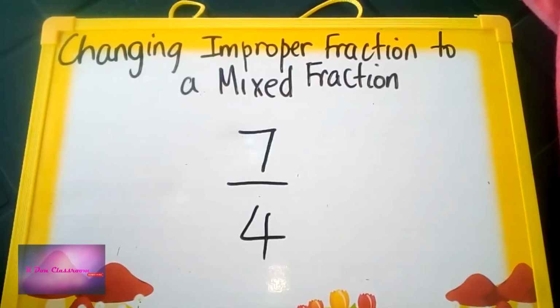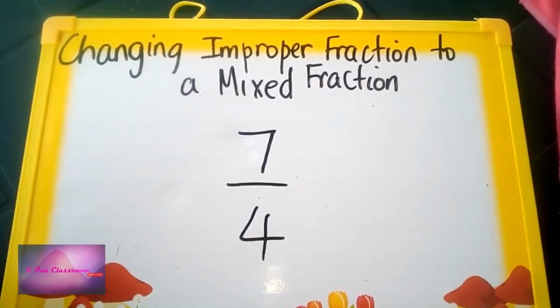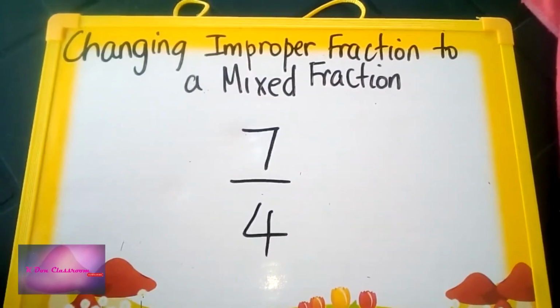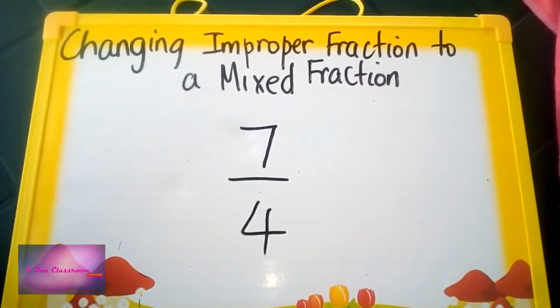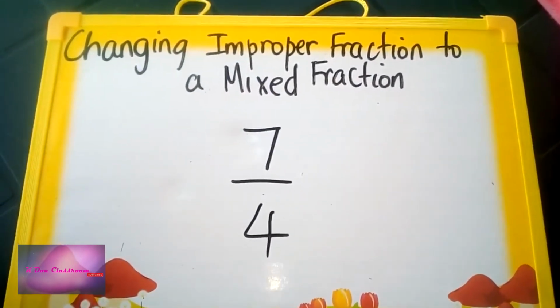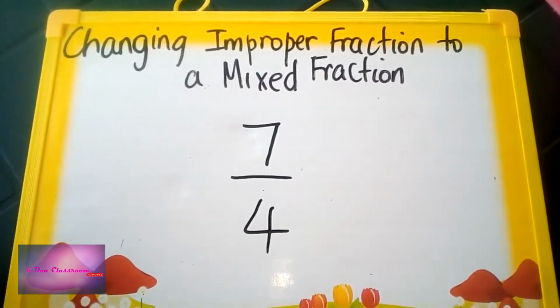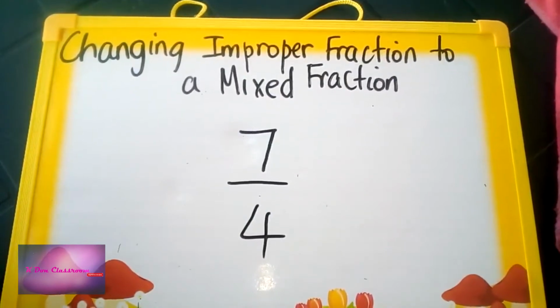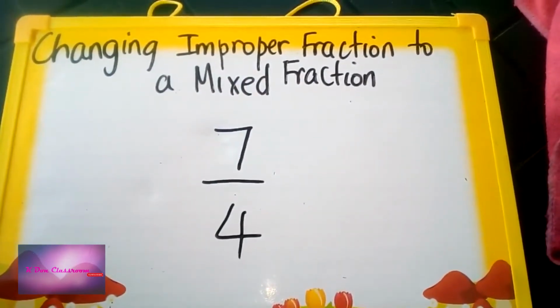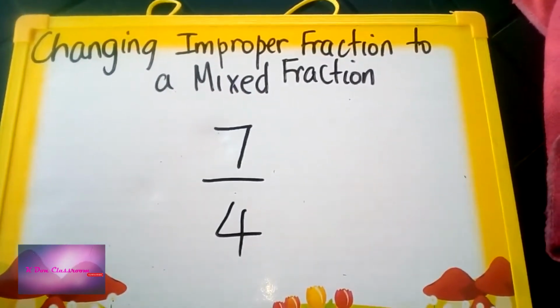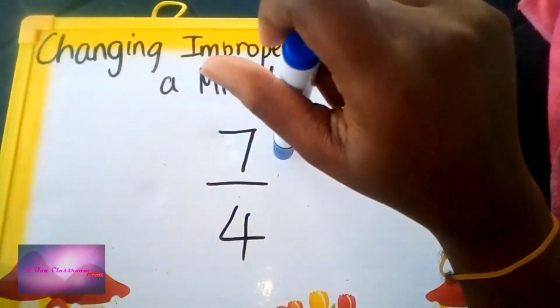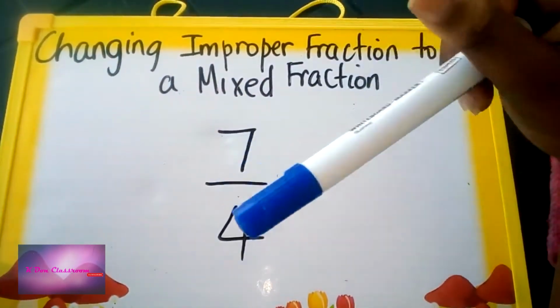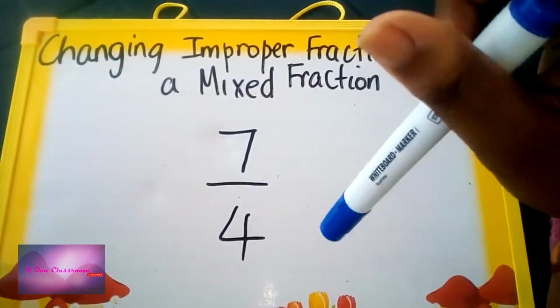We are looking at changing an improper fraction to a mixed fraction. So what is an improper fraction? An improper fraction is a fraction where the numerator is always bigger than your denominator. In my example here, I have 7 over 4, and this is improper because your numerator is bigger than your denominator.